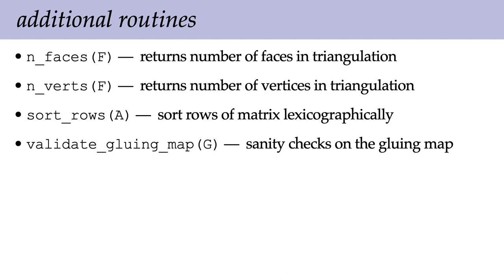We'll want to use a sort rows function, which you'll see in action soon, that takes a matrix and sorts its rows lexicographically. So we've implemented that for you using a quick little NumPy incantation. And lastly, a sanity check routine that validates the gluing map, which we have as a resource to you if you ever want to make sure you haven't messed up the gluing map while implementing these routines.